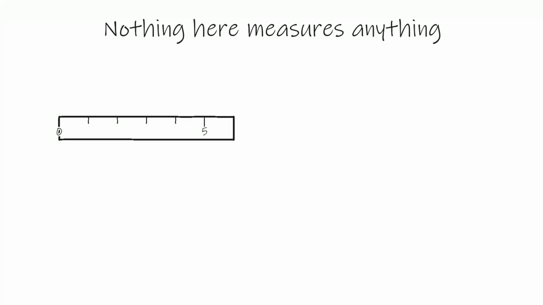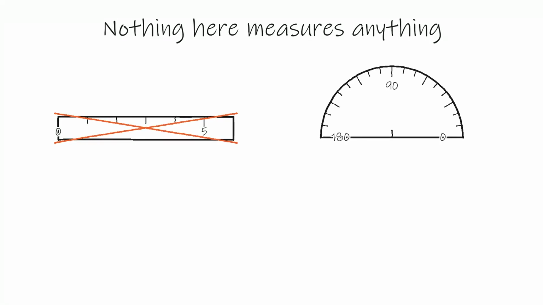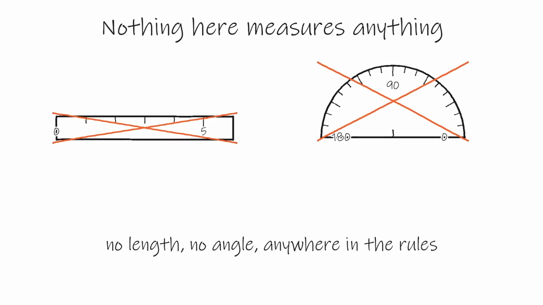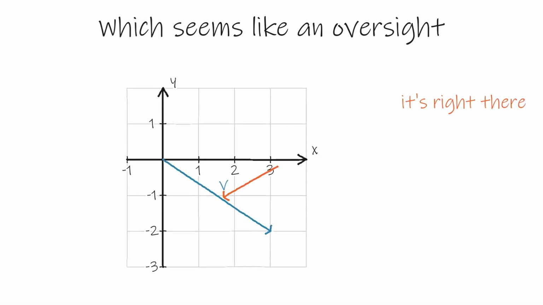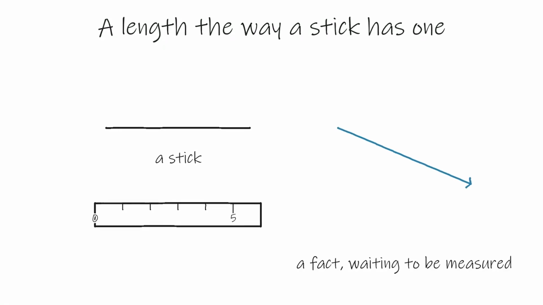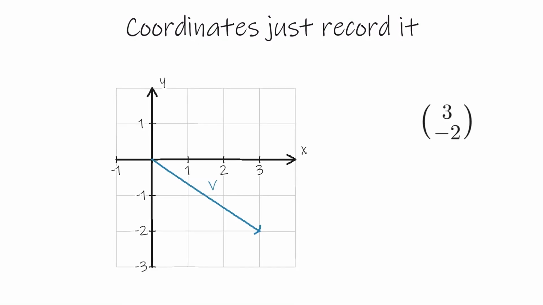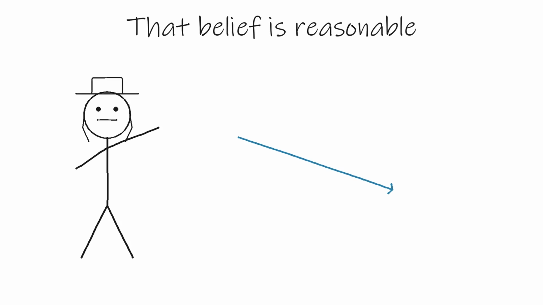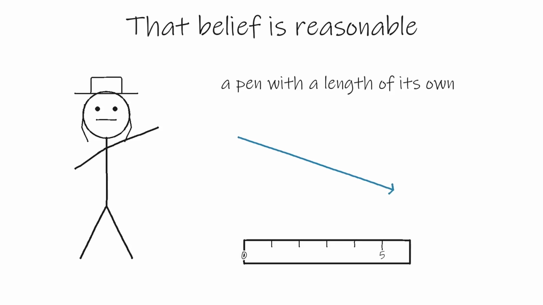No ruler. No protractor. Nothing mentions how long anything is, or what angle 2 arrows make. Which seems like an oversight, because the length is right there. The arrow has a length the way a stick does, a physical fact, waiting to be measured. Coordinates just record it. 3 across, 2 down, you've written down something that already had a size. That belief is reasonable. Every arrow you've drawn came out of a pen with a length of its own.